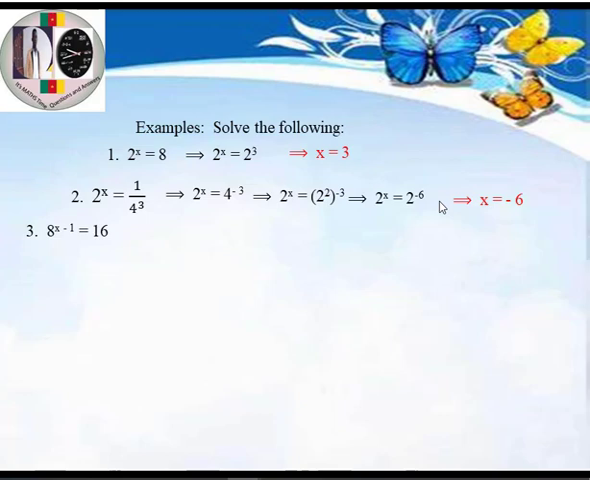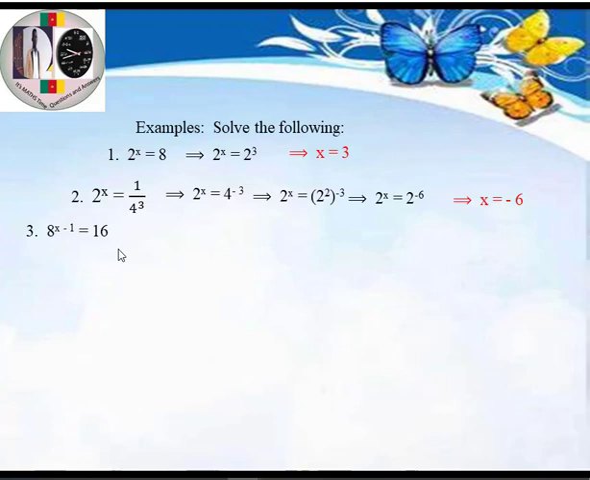Again, the next example is that 8 power x minus 1 is equal to 16. Can we raise 8 to the base 16? No. Can we transform 16 to the base 8? No. So we look for a number that is common. The base will be common for 8 and 16. What is that number? That number is 2.